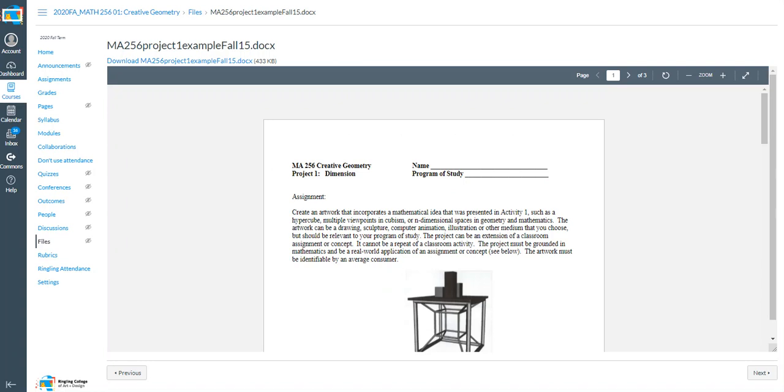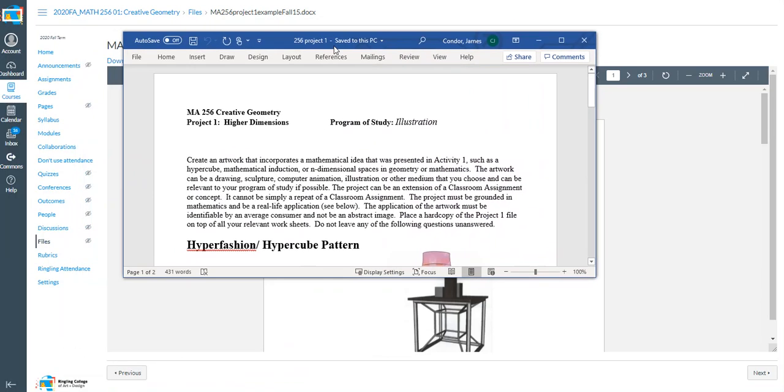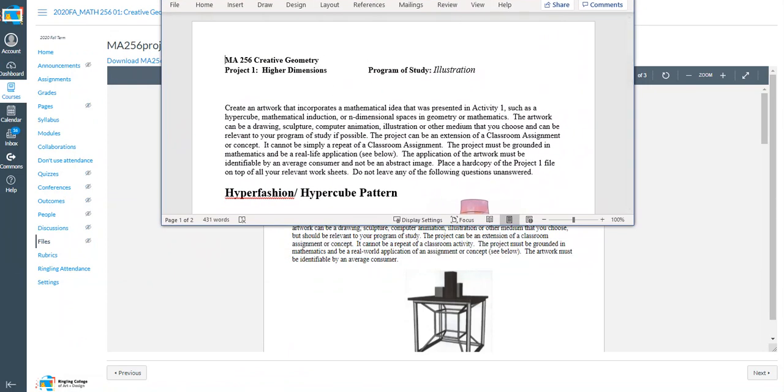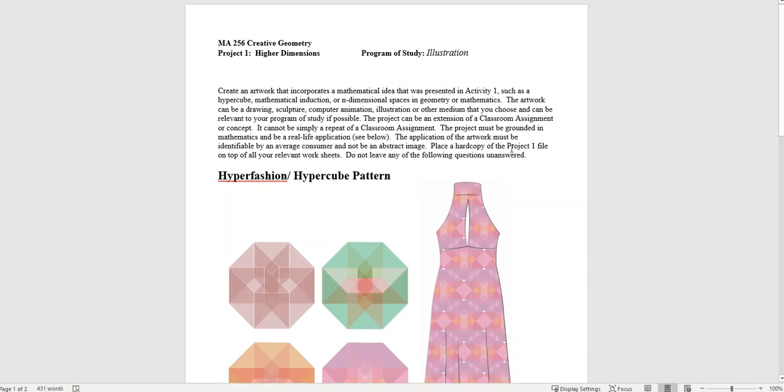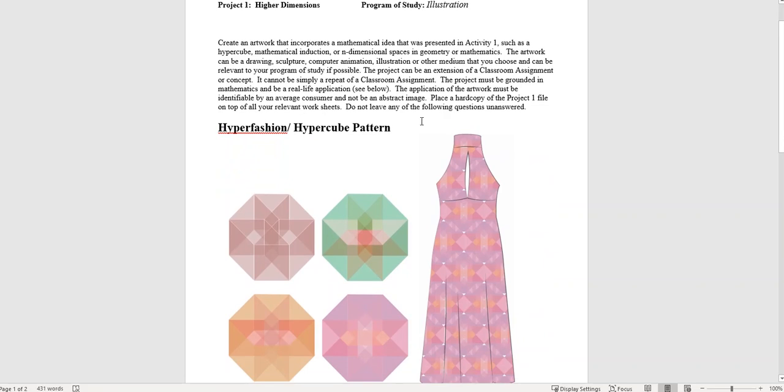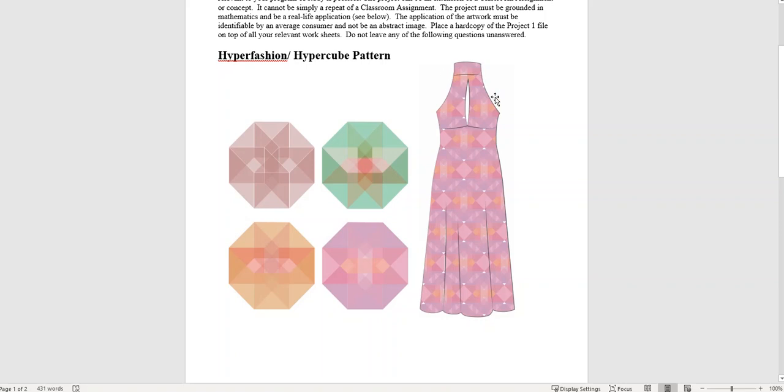Now I'm going to pull another one over here because I don't want to show everything that's a hypercube. Here's another example. And again, this is hyper fashion, a hypercube pattern. So they decided they were going to create a pattern out of the hypercube.